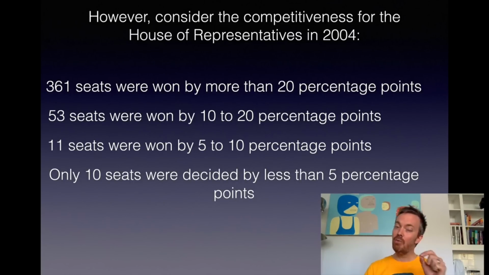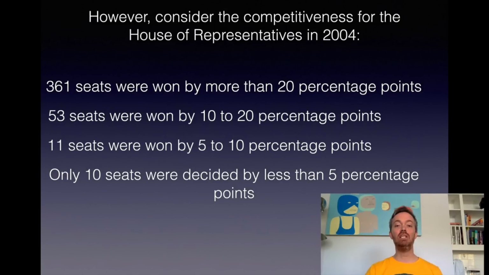So the thing I want to point out, though, is that those races were relatively close. Nobody won by more than 10 percentage points. But I went back to 2004. If you look at the House of Representatives, if you look at the races for those seats, 361 of those seats were won by more than 20 percentage points. 53 seats were won by 10 to 20 points, 11 seats were won by 5 to 10.